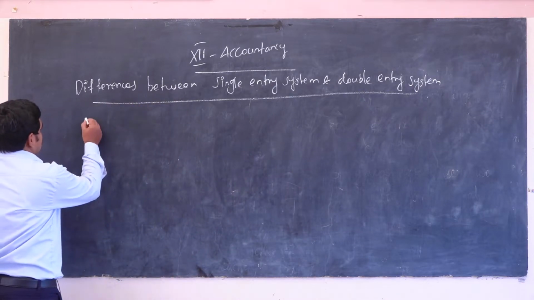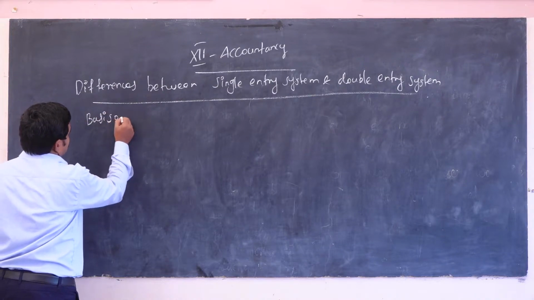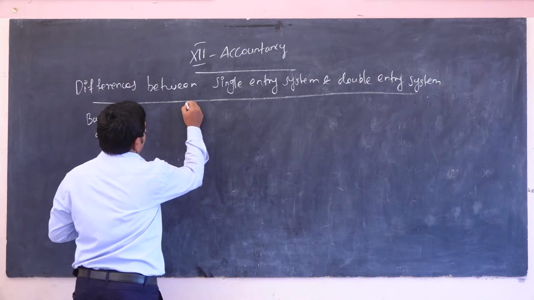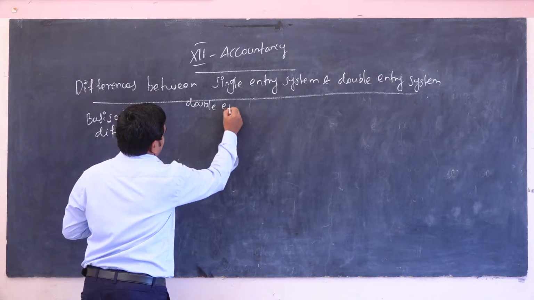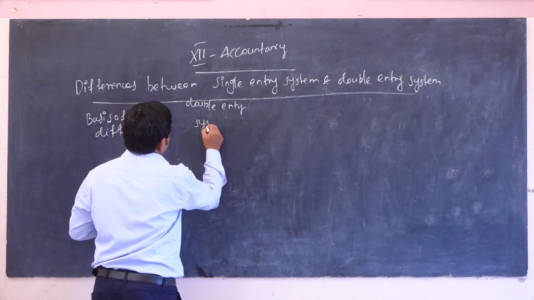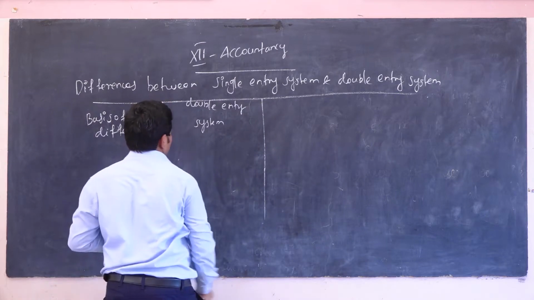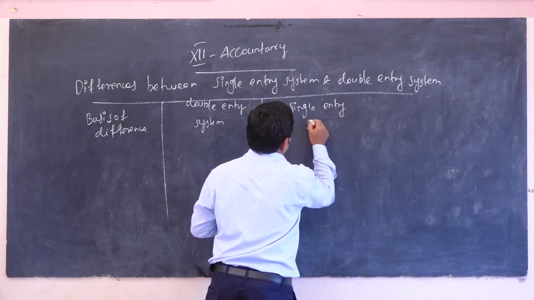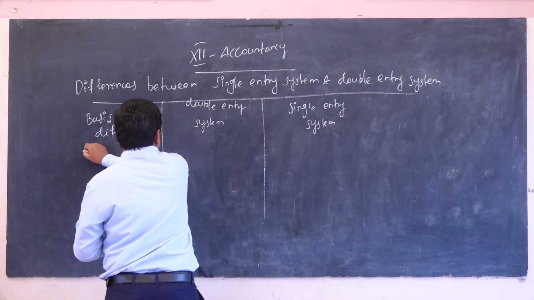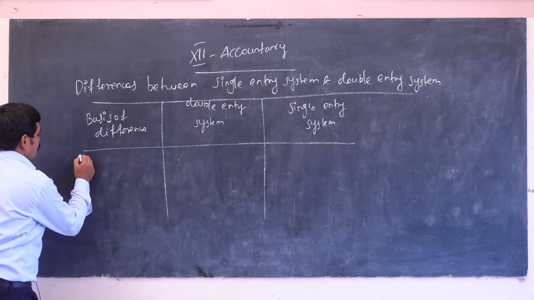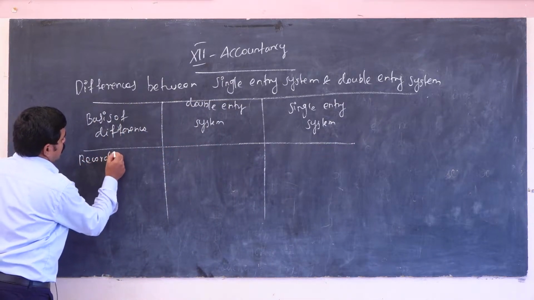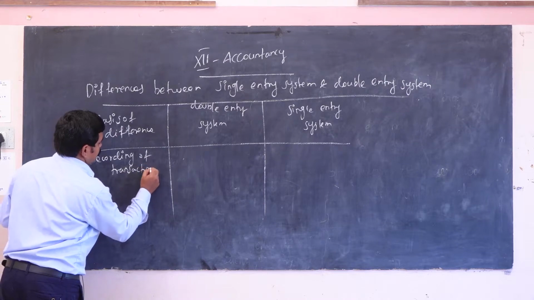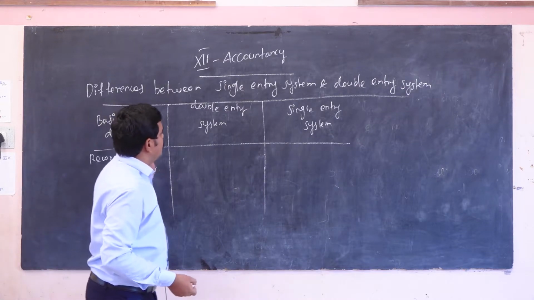First, what is the basis of difference? The basis of double entry system and the basis of single entry system. First one is recording of transactions. Here, recording of transactions in double entry system.